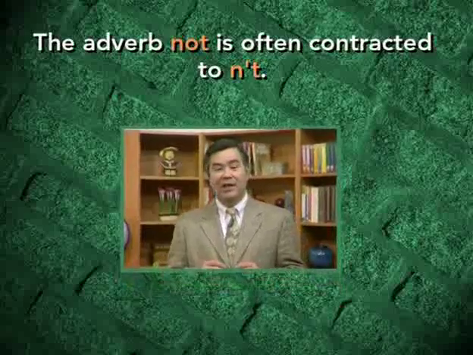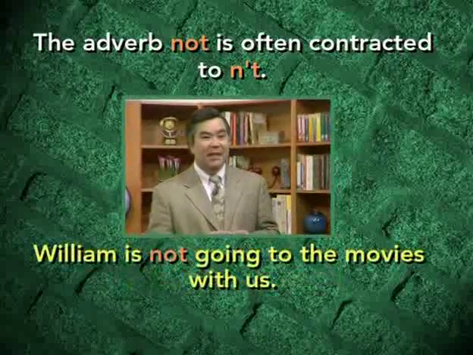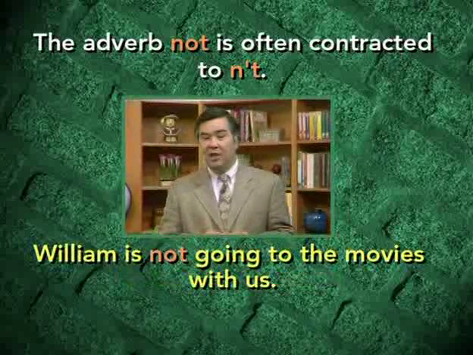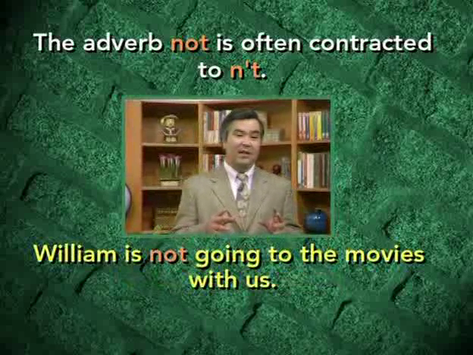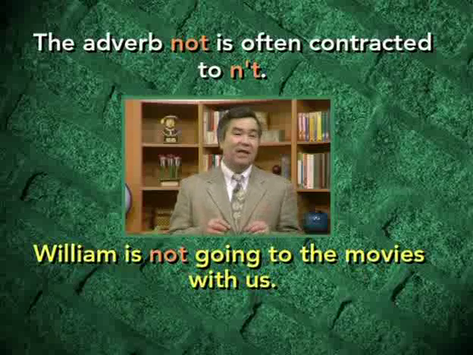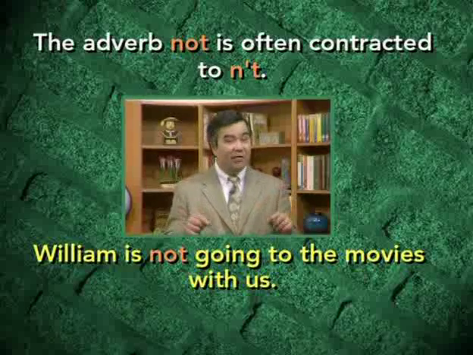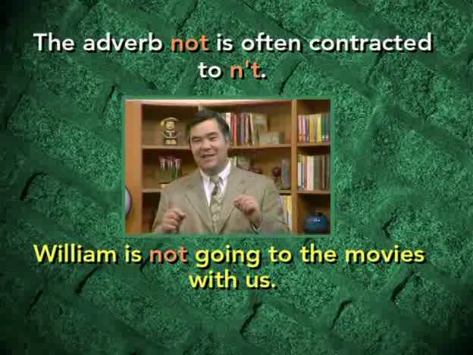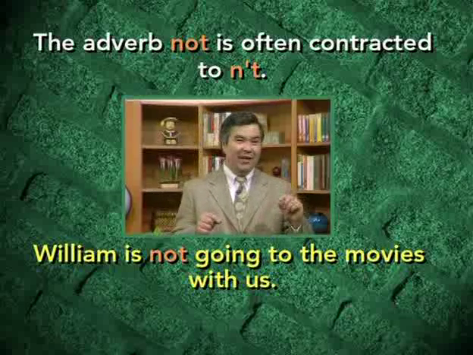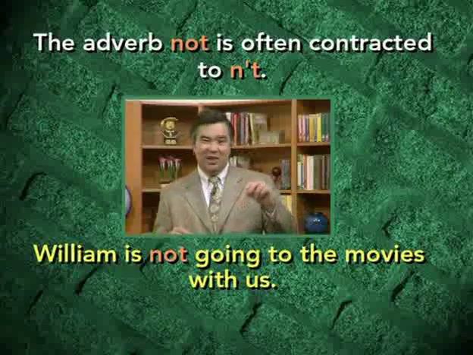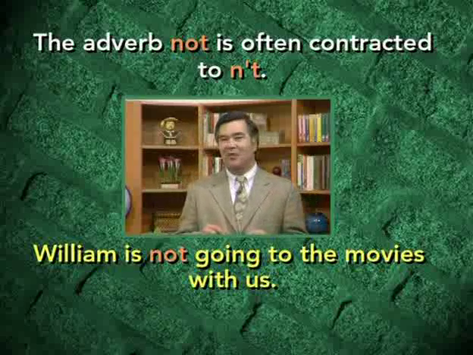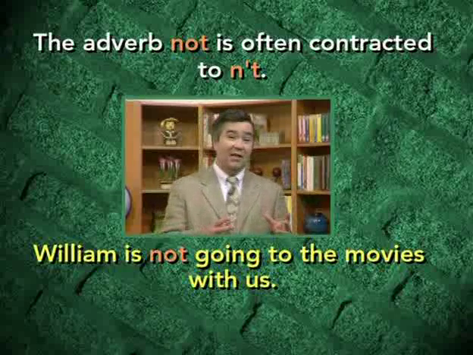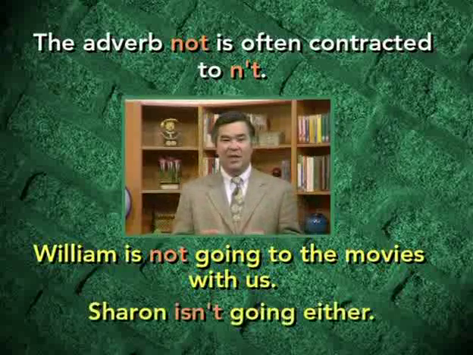So for example, look at these two sentences. William is not going to the movies with us. Here the adverb not appears in the middle of the verb phrase is going. Remember that the adverb not isn't part of the verb phrase, even though it interrupts it. The verb phrase in this sentence is going. Not is an adverb which, in this case, interrupts the verb phrase, or appears in the middle of it, and changes its meaning to a negative. He is not going to the movies with us.